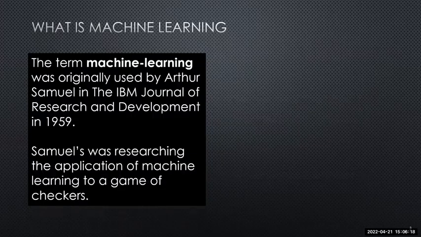From a machine learning perspective, we have the terminology definition associated with it. This was originally thought of by Arthur Samuel from the IBM Journal of Research and Development, back in 1959. So we're talking about some time. His research stemmed from and focused on the application of machine learning as it relates to checkers. What he ended up doing was creating two different instantiations of items that utilize machine learning to have them play checkers against themselves.